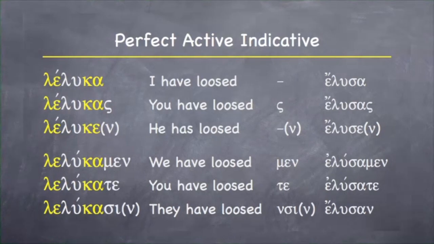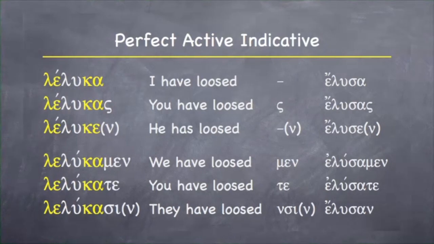So three things here for your exception list. In the first person singular, there's no personal ending used, so you have leluka. In the third person singular, you have the shift from ka to ke. But again, because you have the sa to se in the first aorist, that shouldn't be a problem for you.